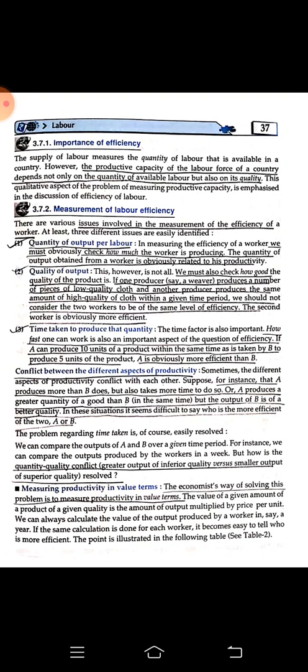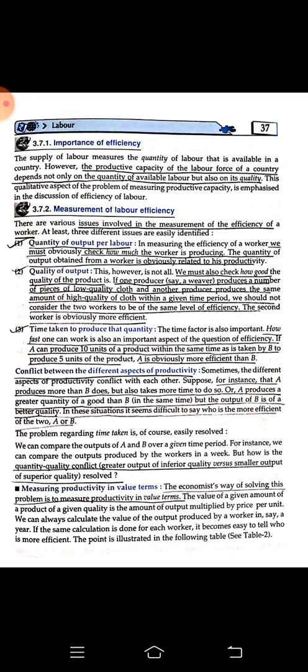So whether to go for quality or quantity, how to measure the efficiency of labor, now we are going to study. So there are three different issues which involve this kind of measurement. Let us start with the quantity given in your book first. So they're starting with the quantity of output per labor. So how much the production is being done.